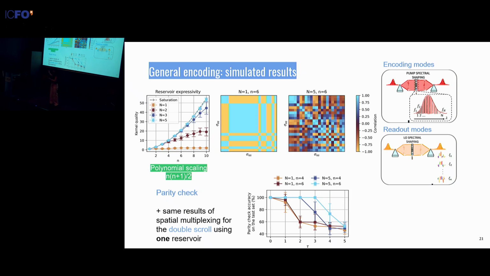This is nice, but let's try it on an actual task. On the parity check task, where you again just have to do a sum, but a bit more back in time. And we see that not only is it better when you have more sections of the pump, but also, fixing the number of sections of the pump, if you increase the number of encoding modes, now you actually gain in performance. And this is much better than the spatial multiplexing that we were doing before, because now you only have one waveguide. You're just a bit smarter about the encoding.